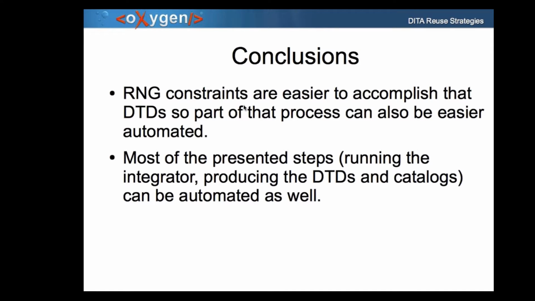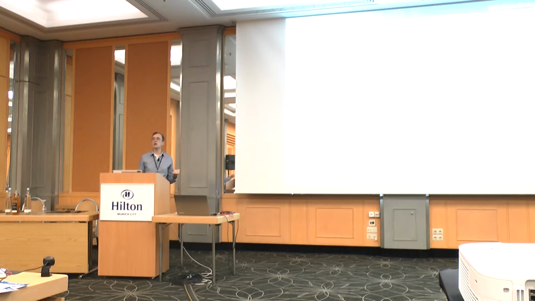What cannot be automated is the part in which the RelaxNG constraints need to be defined, but these could also be somehow maybe visually edited with a specialized tool, because it's quite easier to create a tool which can edit RelaxNG constraints and specializations than to create a tool which edits DTD-based constraints and specializations. Yeah, so that's it. That's my presentation.